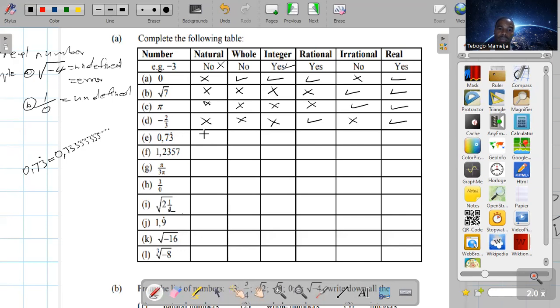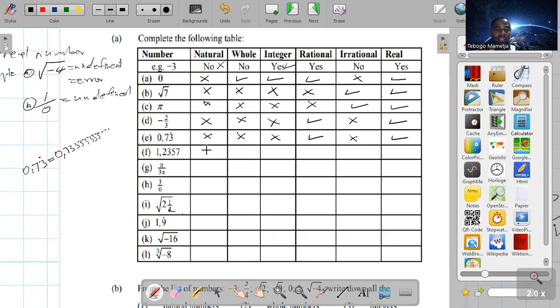So is it a natural number? No. Is it a whole number? No. Is it an integer? No. Is it a rational number? Yes, guys, recurring decimals are rational numbers. Is it irrational? No. Is it a real number? Yes, it's a real number.